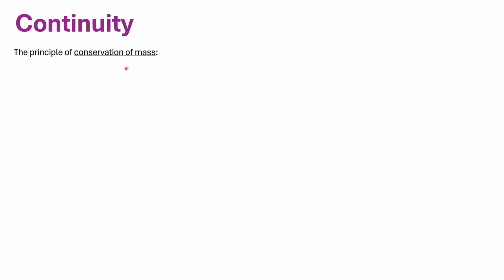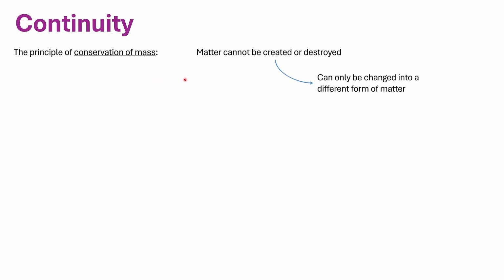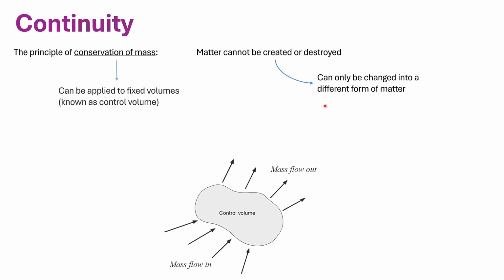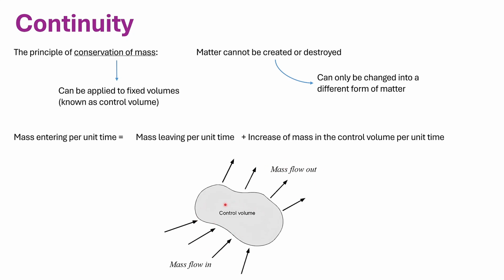The principle of conservation of mass states that matter cannot be created or destroyed, and it can only be changed into a different form of matter. The conservation of mass principle can be applied to fixed volumes, known as control volumes. In this volume, mass entering per unit time equals mass leaving per unit time plus increase of mass in the control volume per unit time.